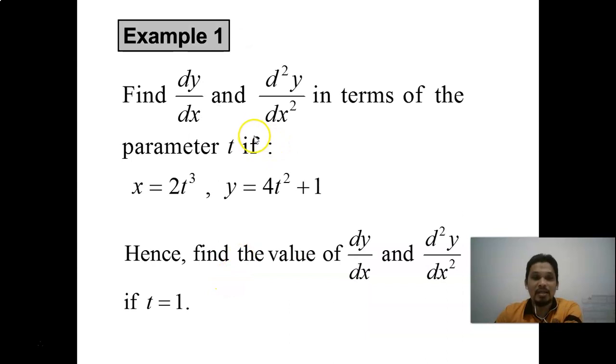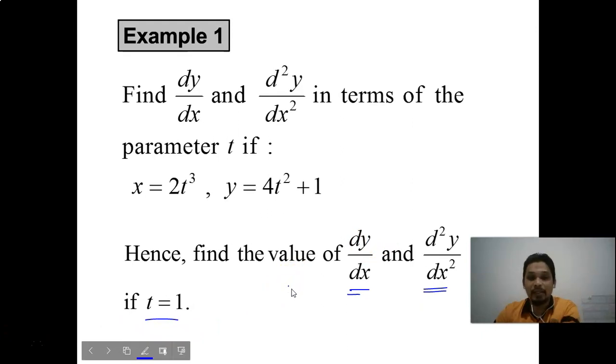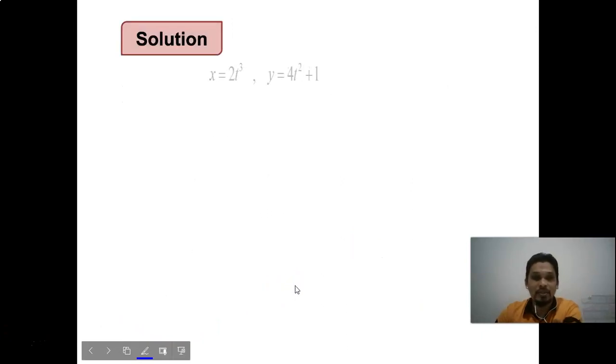Now let's take a look at the first example here. Find dy/dx and the second derivative of y with respect to x in terms of parameter t if x equals 2t cubed and y equals 4t squared plus 1. Hence find the value of dy/dx and the second derivative of y with respect to x if t equals 1. Okay, now let's solve this question together.